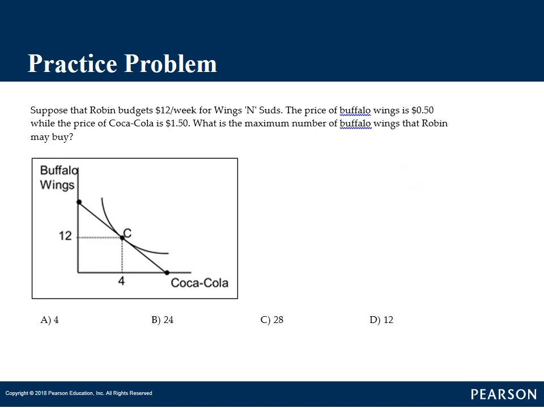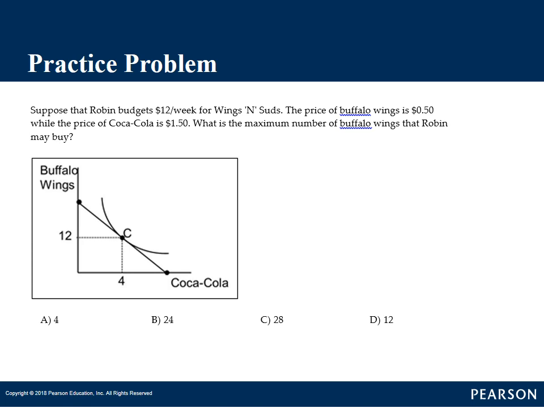We have another practice problem here. Suppose that Robin budgets $12 a week for wings and suds. The price of buffalo wings is 50 cents, while the price of Coca-Cola is $1.50. What is the maximum number of buffalo wings that Robin may buy?